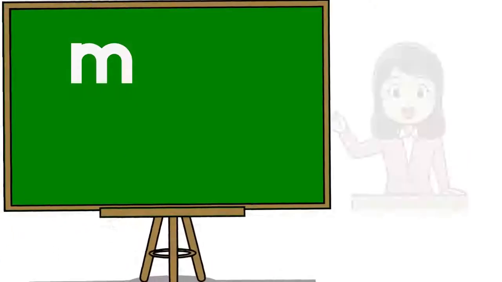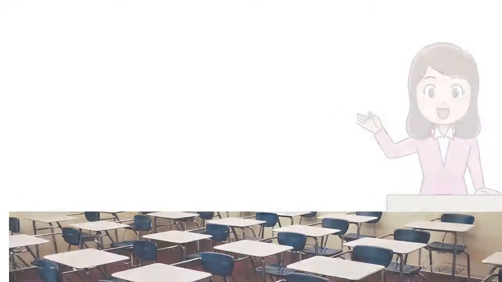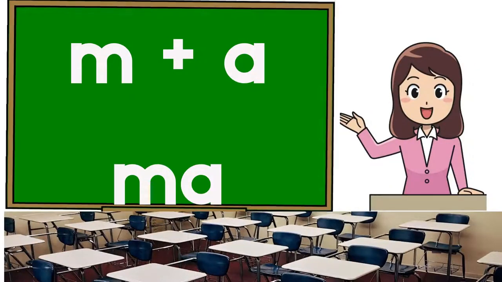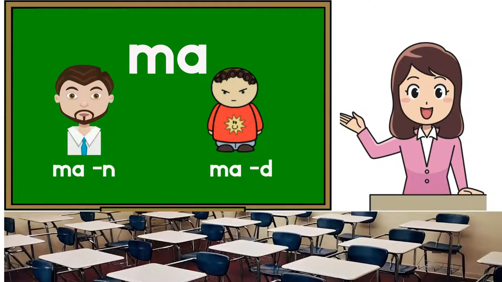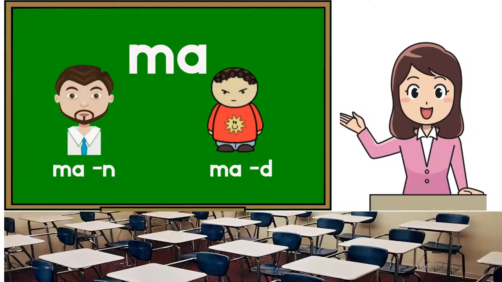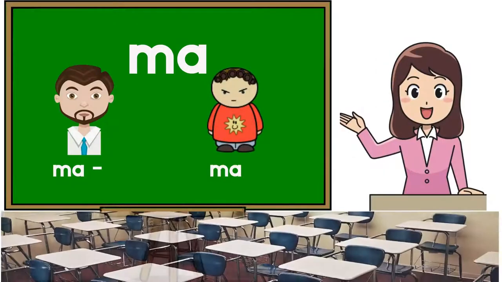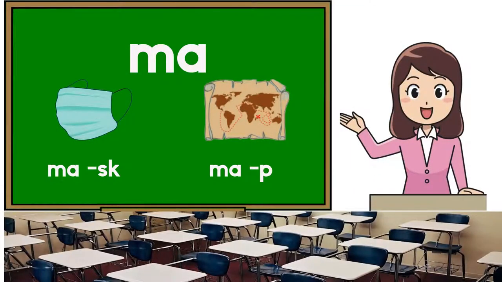Okay. What's the sound of M again? Mm. And the sound of A is a. So you say ma. And ma is for man. And ma is for mad. Again. Ma, ma, ma, man. Ma, ma, ma, mad. Ma is for mask.